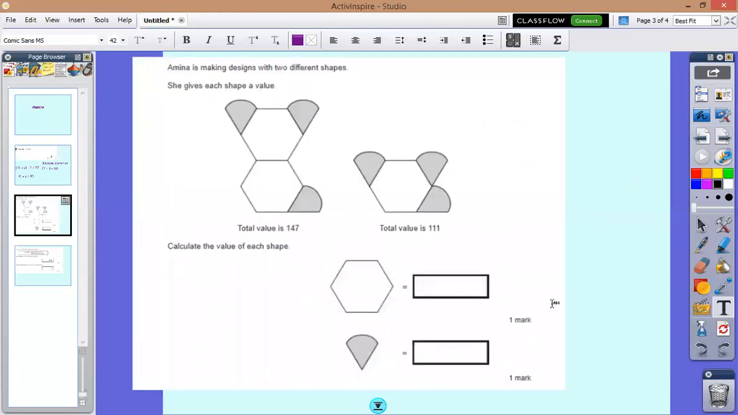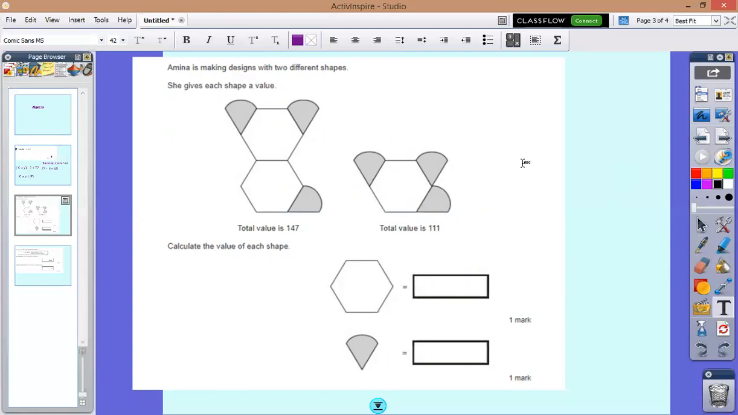Next one. This one's always been a bit of a challenging one. And in this one, I always say to everyone to find what is the same and what is different in the question. So what we can see here is that this shape here equals 147, and this shape here equals 111. What's the difference in the shapes? We've got 3 cone shapes and one hexagon, and this has got 2 hexagons.